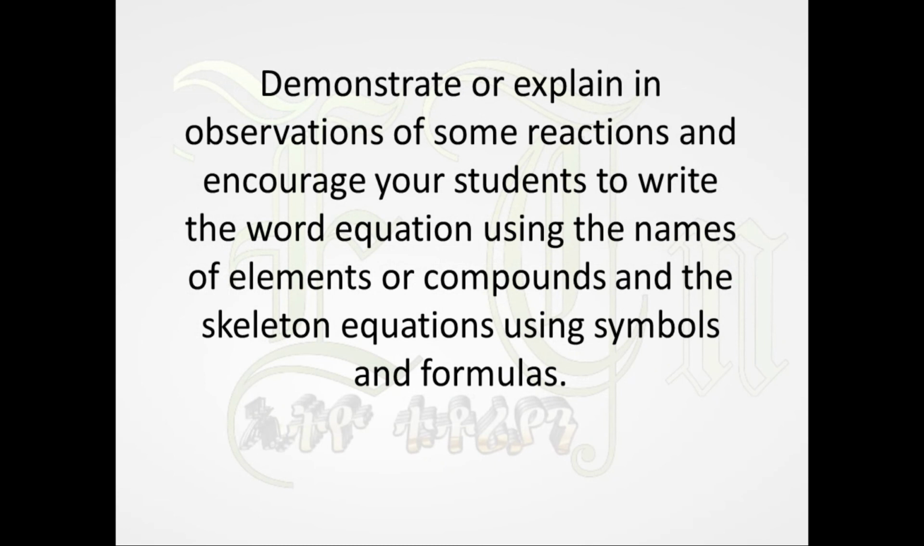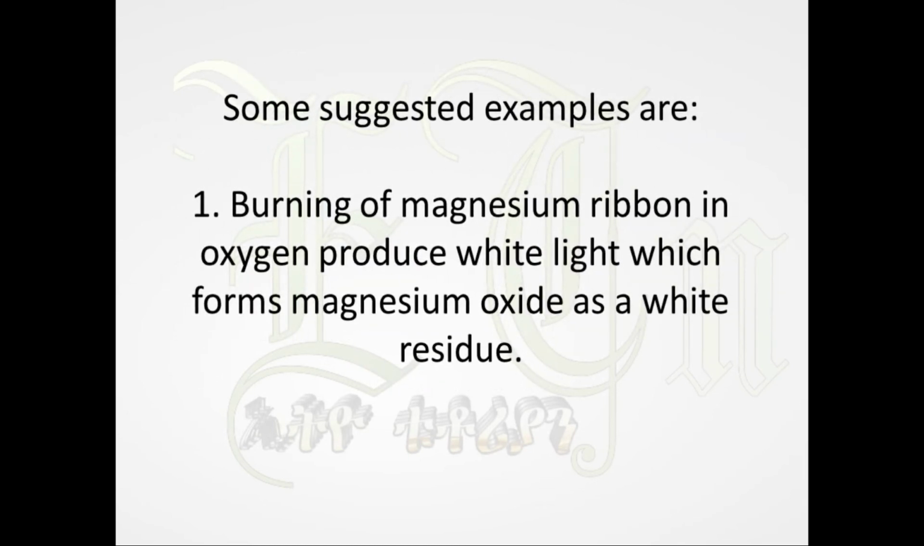Demonstrate or explain observations of some reactions, and encourage your students to write the word equation using the names of elements or compounds, and the skeleton equations using symbols and formulas. Some suggested examples are: 1. Burning of magnesium ribbon in oxygen produces white light, which forms magnesium oxide as a white residue.